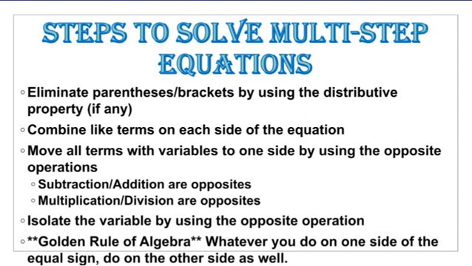Then we want to move all terms with the variables to one side by using the opposite operations. The opposite of subtraction is addition, and vice versa. The opposite of addition is subtraction. Multiplication and division are also opposites. Once you isolate the variable by itself, then you're going to use the golden rule of algebra, which is whatever you do on one side of the equal sign, you do on the other side as well.